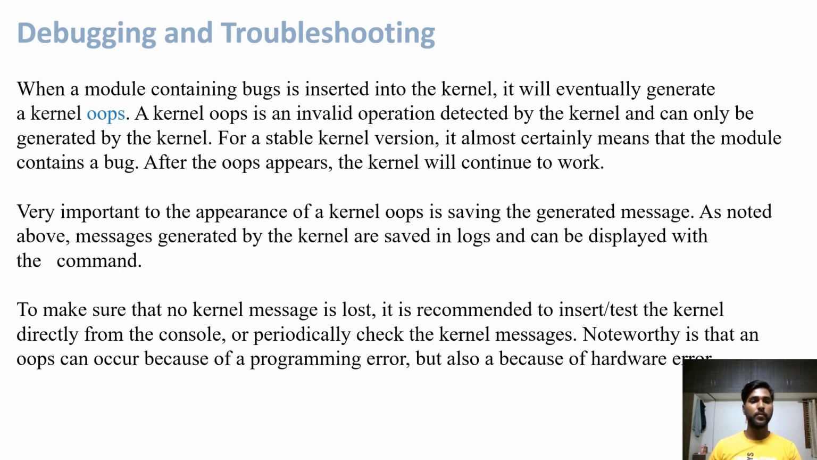The next point, very important with the appearance of a kernel oops, is saving the generated message. As noted above, messages generated by the kernel are saved in logs and can be displayed with a command. To make sure no kernel message is lost, it is recommended to insert or test the kernel module directly from the console or periodically check the kernel messages. Noteworthy is that an oops can occur because of a programming error, but also because of hardware components.